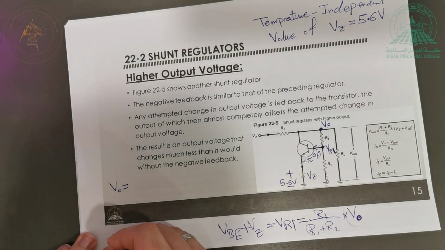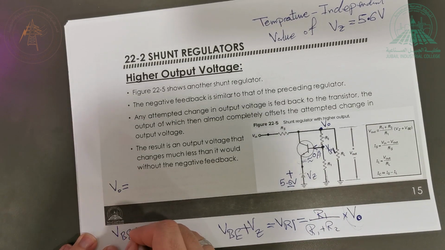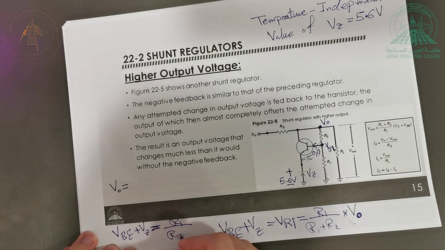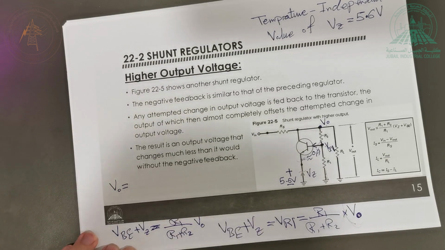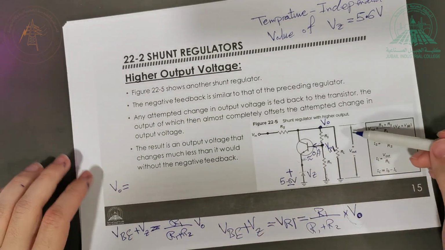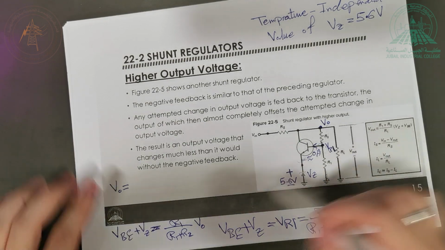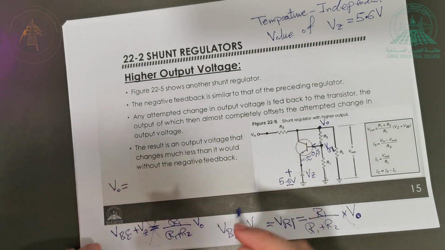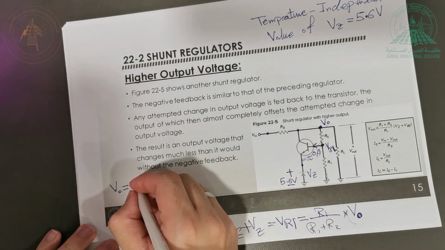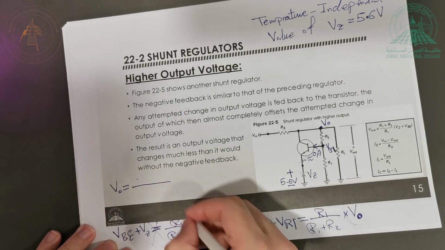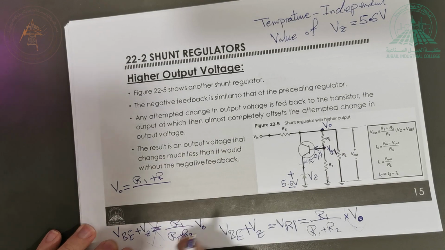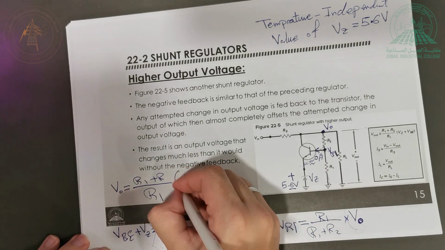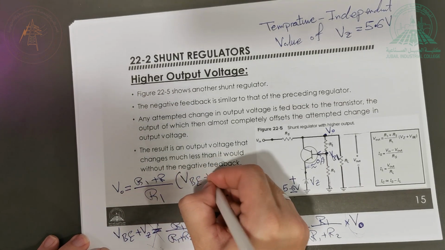I'm going to say that VBE plus VZ is equal to R1 divided by R1 plus R2 multiplied by V out. And now since I want to know the formula for V out, I'll just do a cross product to rearrange. So what do I get? I multiply the cross product like that. So we get V out equals R1 plus R2 divided by R1, multiplied by this whole thing, VBE plus VZ.